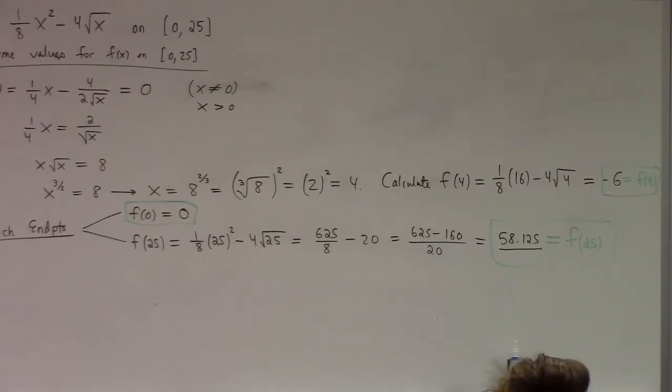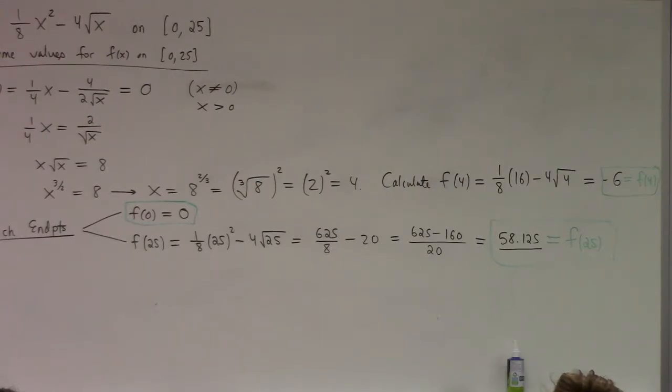We take the closed interval. We find all the critical points in the interval. We check the function at each critical point, make a list of those values. Then we check the function at the endpoints, and then we just compare and we select the min and the max.